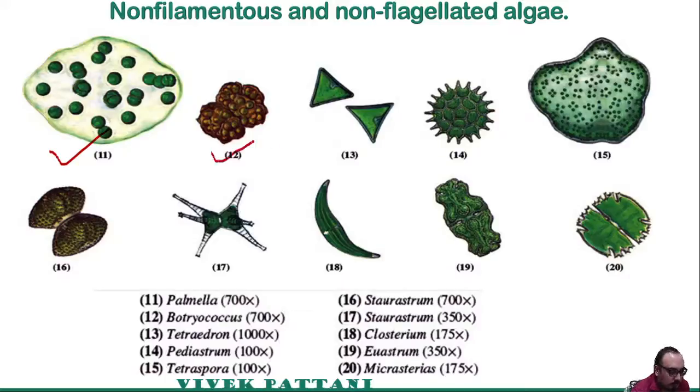12th one is a Botryococcus. 13th one is a Tetraedron. 14th one is a Pediastrum. 15th one is a Tetraspora. 16th one is a Staurastrum. The 17th one again is in the same genus, but it's of another species. 18th one is a Closterium. 19th one is a Euastrum. 20th one is Micrasterias.